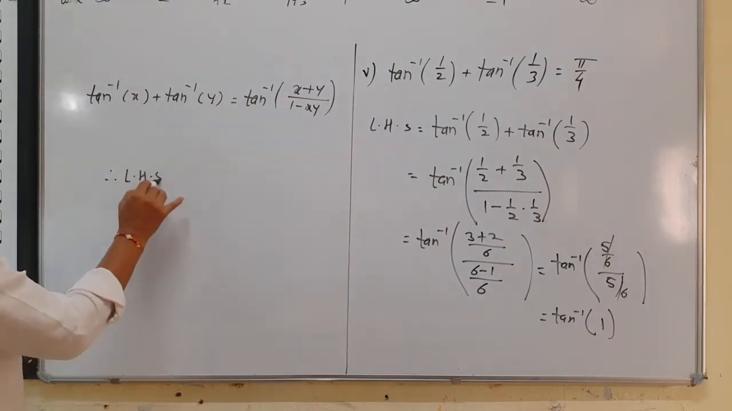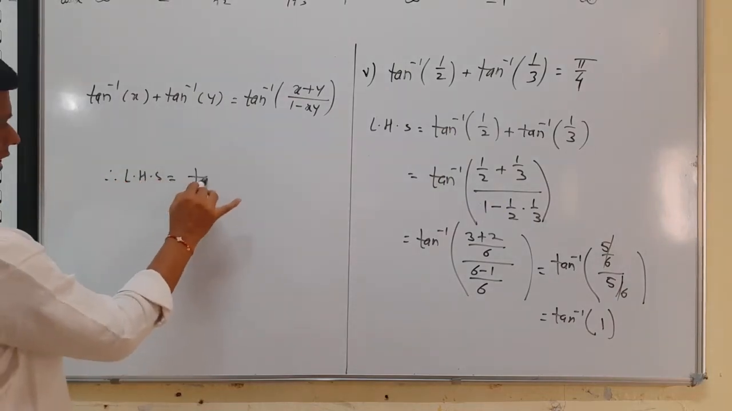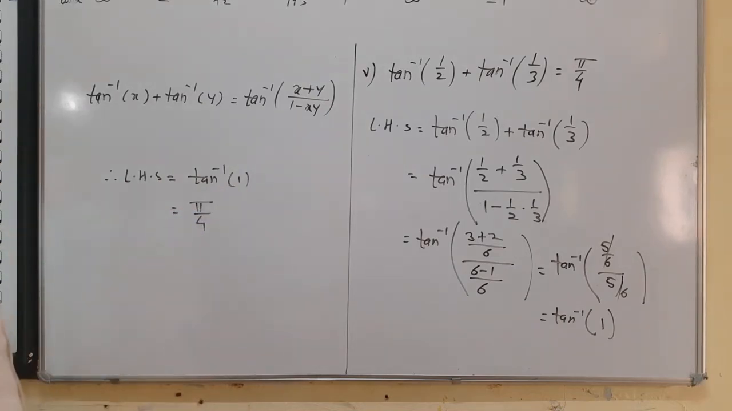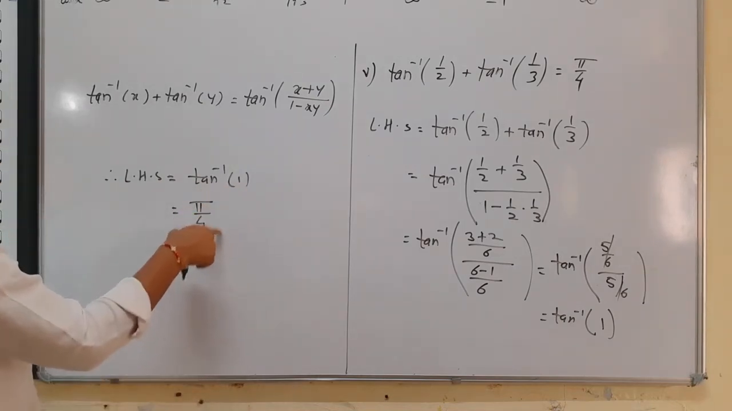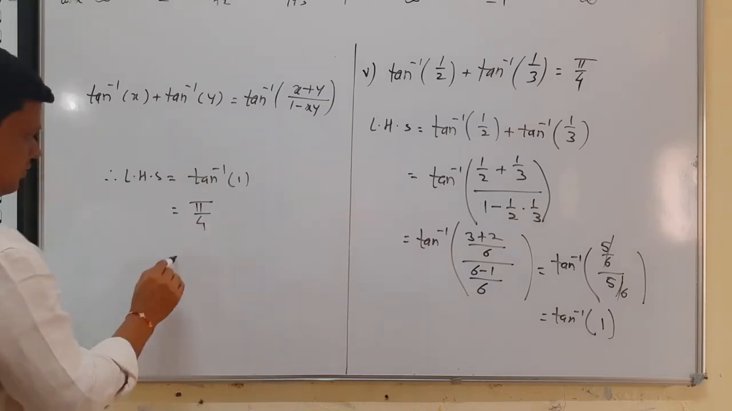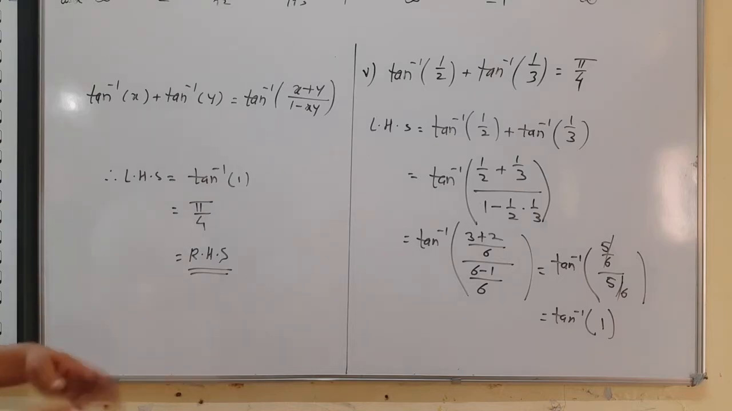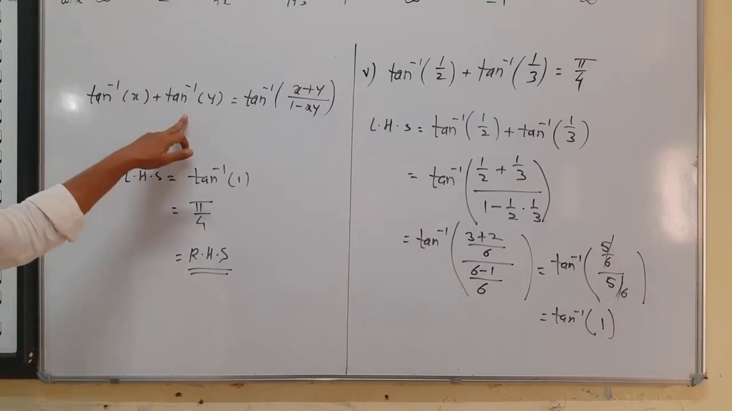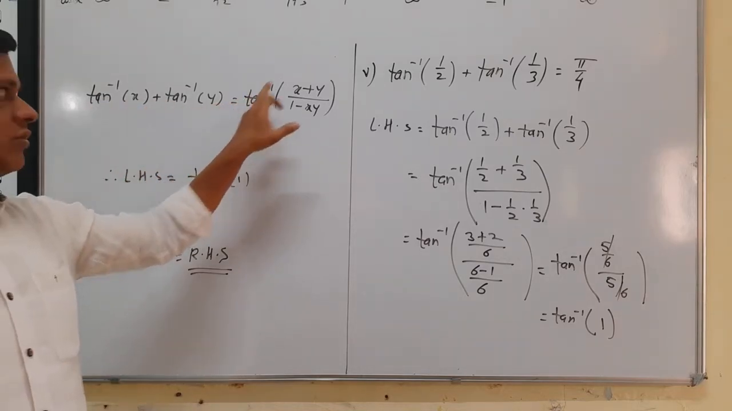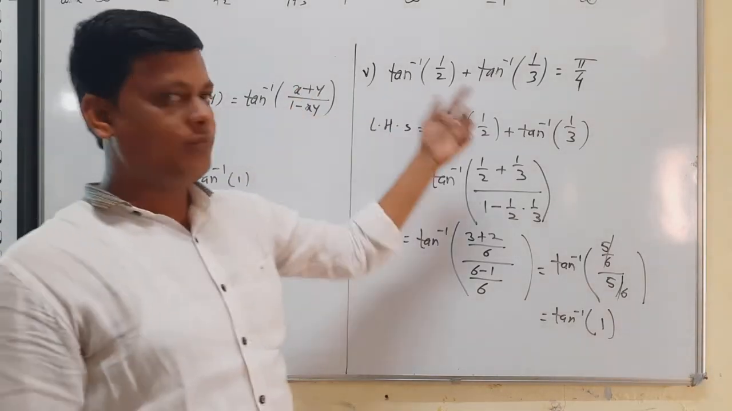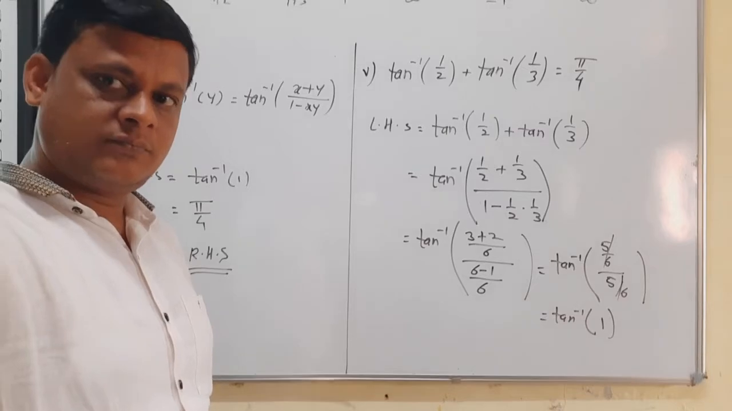Therefore LHS is equal to tan inverse of 1. We know that tan 45 is 1. So tan inverse of 1 we write pi by 4, which is equal to RHS. So by using the property tan inverse x plus tan inverse y equals tan inverse of x plus y upon 1 minus xy, we can prove this example.